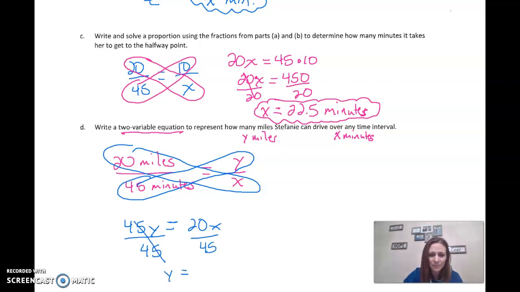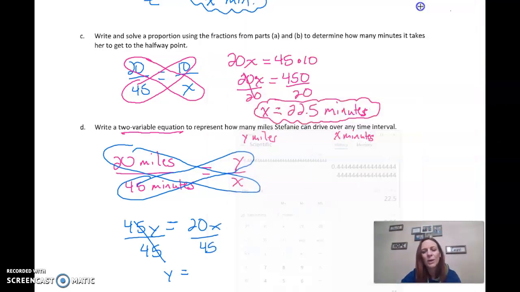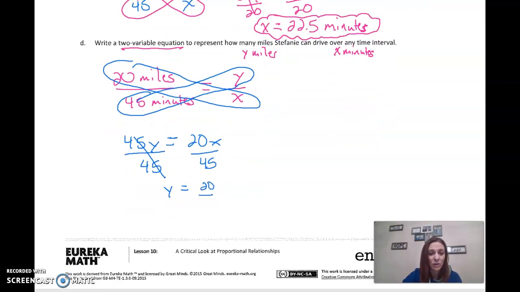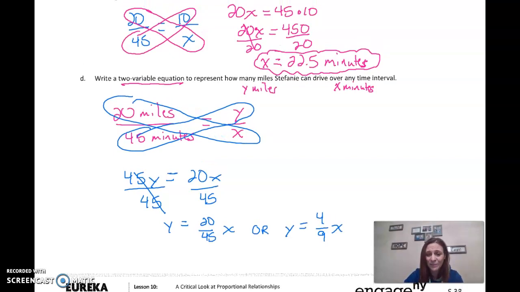Now in this case, if I were to go 20 divided by 45, I get 0.4 repeating. When we get repeating, we don't tend to want to write decimals because there's going to be some rounding that happens. So you could leave this as 20 over 45 times x, or you could reduce it. 5 divides both of these. 5 goes into 20 4 times, 5 goes into 45 9 times, and we get 4 9ths x. Now this equation would allow us, for any time, to figure out the number of miles. However many minutes you want to put in, we can figure out the number of miles.